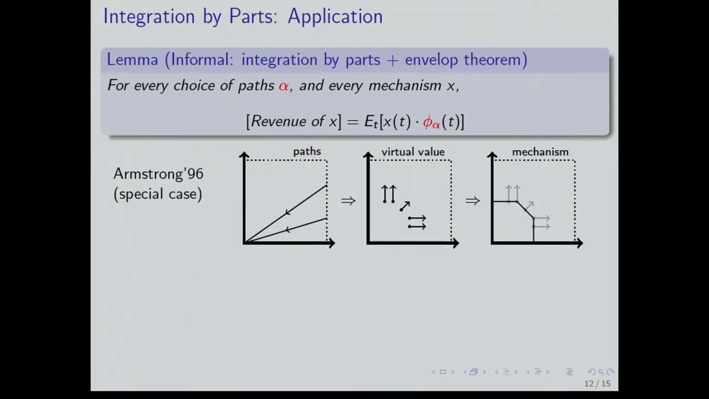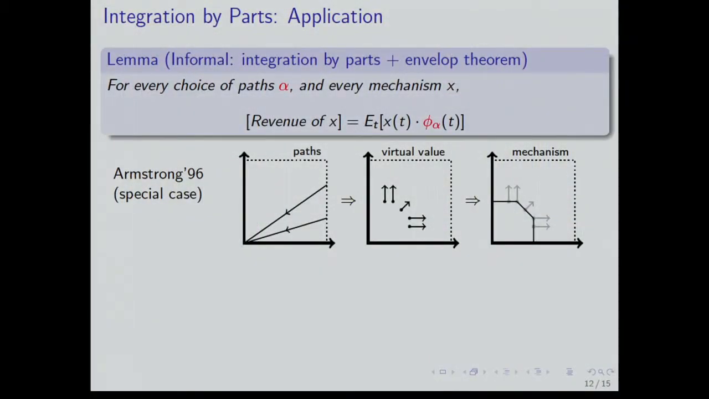Idea number one is what Armstrong did in '96, and said, okay, let me just pick some alpha. Let me just say I pick straight lines and see what virtual value function I get, and then see if I'm lucky, if I actually can find an allocation, which is an allocation of an incentive-compatible mechanism that pointwise optimizes this. Then I'm done, right? Because I have proven that this mechanism optimizes the surplus pointwise, therefore in expectation, and is incentive-compatible, so we're done.